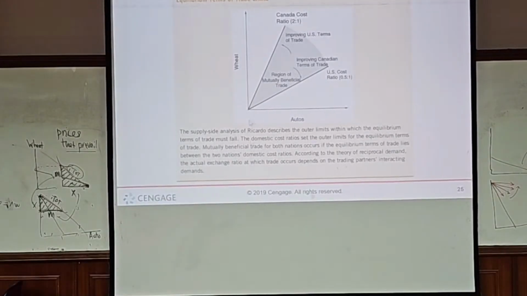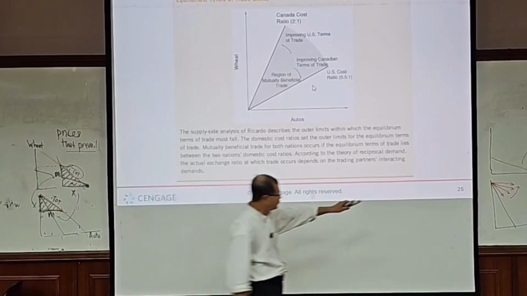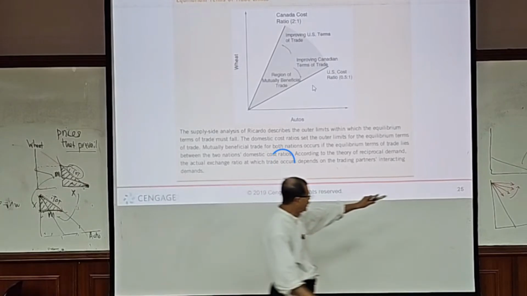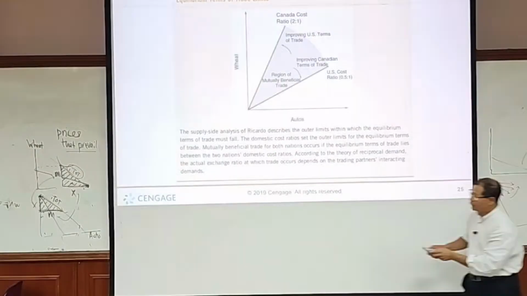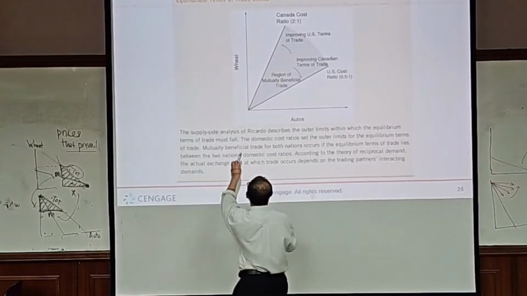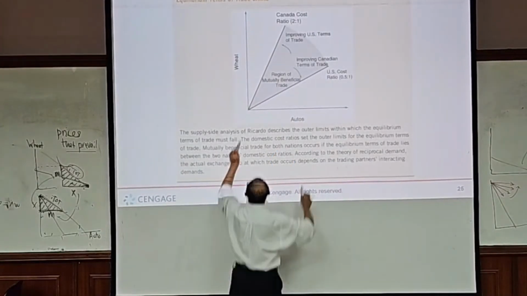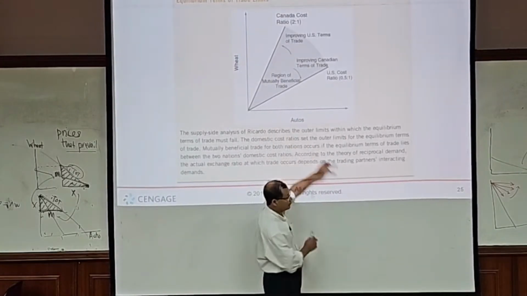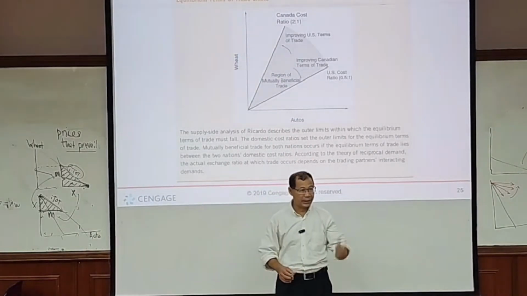So the supply side analysis of Ricardo describes the outer limit within which the equilibrium terms of trade must fall. Outer bound. Within the region of this. Benefits from trade for both nations occur if the equilibrium terms of trade lie between the two nations' domestic cost ratios. Got it? Follow me?